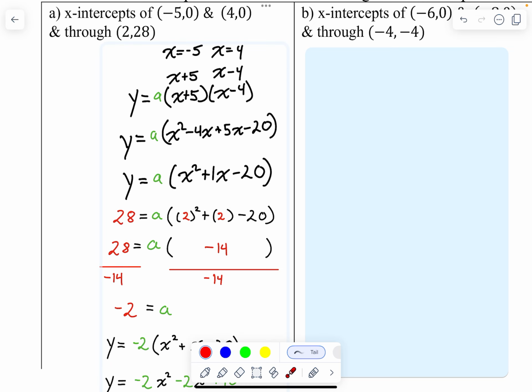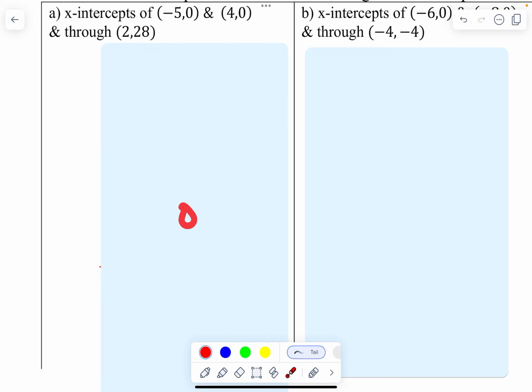So first thing I'm going to do, take my solutions, negative 5 and 4, and set x equal to negative 5 and set x equal to 4. And then I'm going to create my factors, so I get x plus 5 and x minus 4. And I can multiply those together, FOIL them out, combine the like terms, and if it goes through the point 2, 28, I replace all of my x's with 2 and my y's with 28. So I'm going to replace all of my x's with parentheses and write in the parentheses 2.